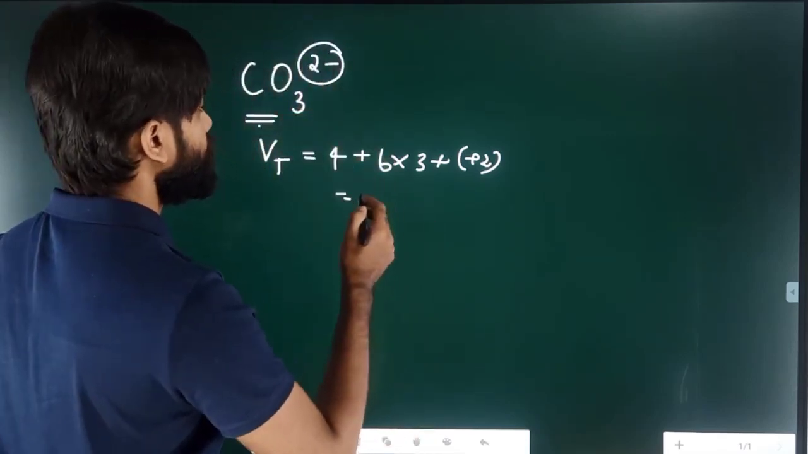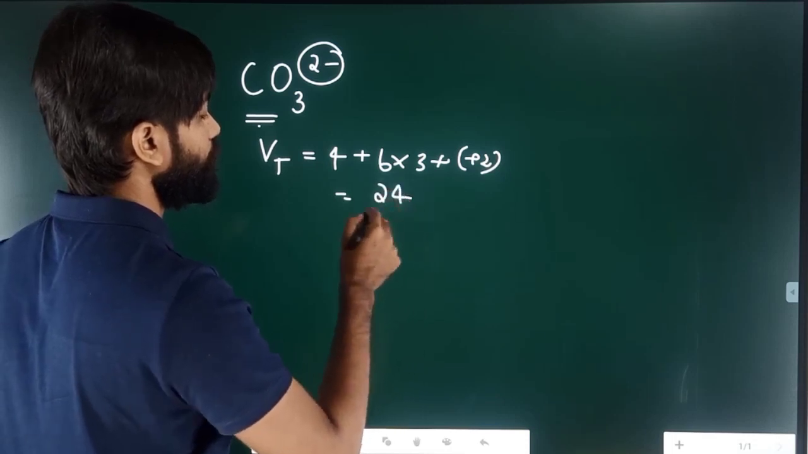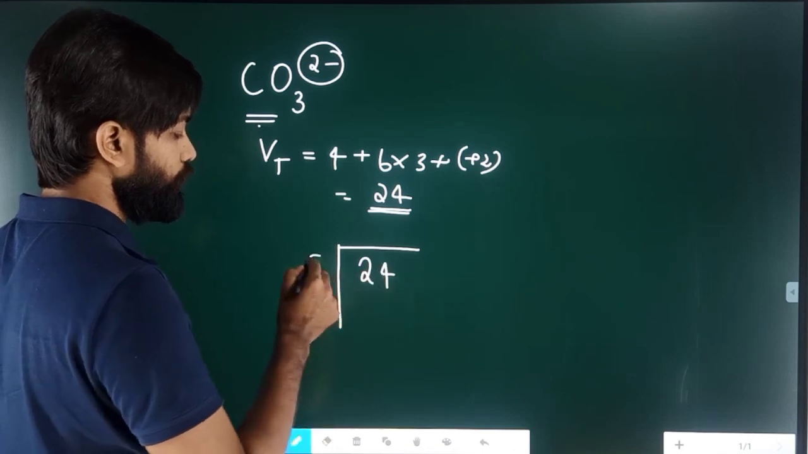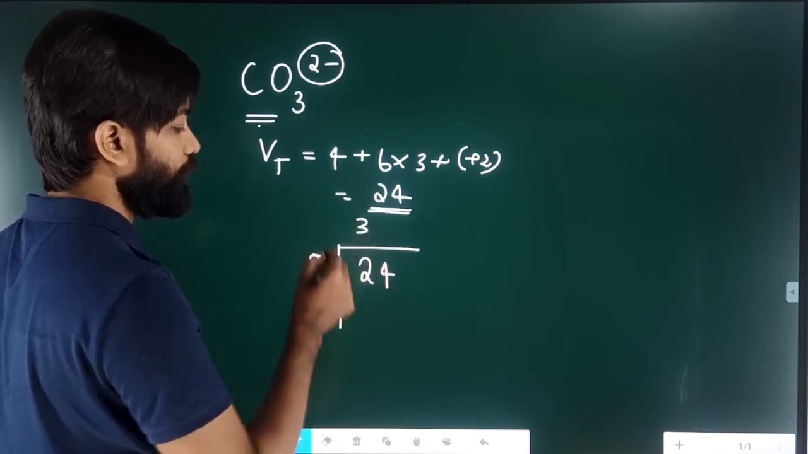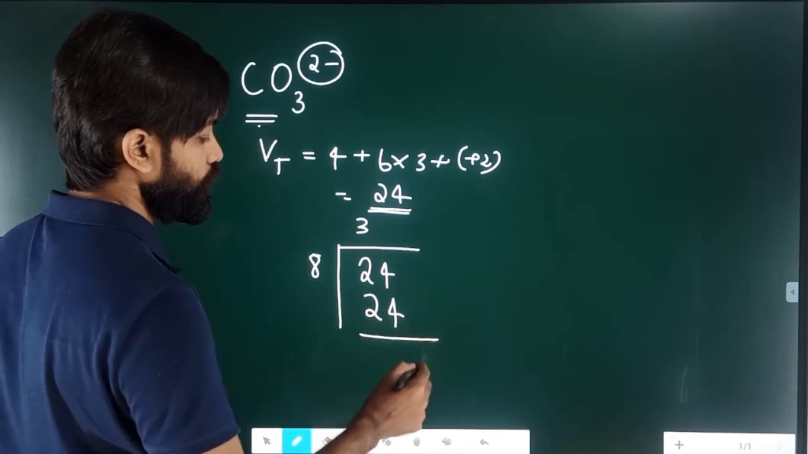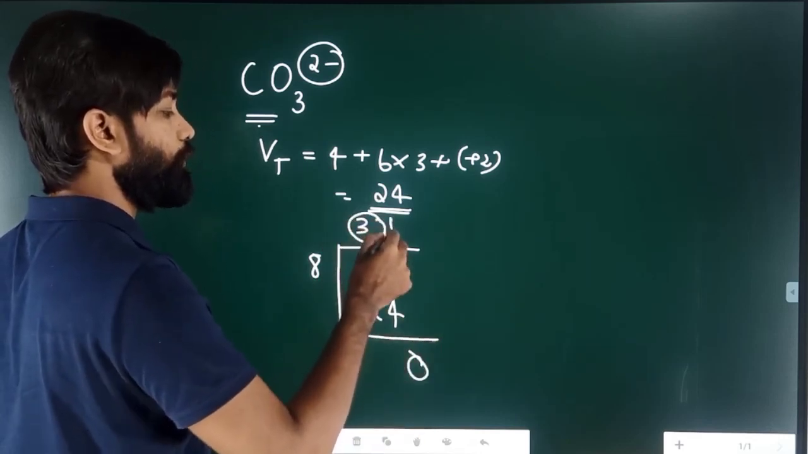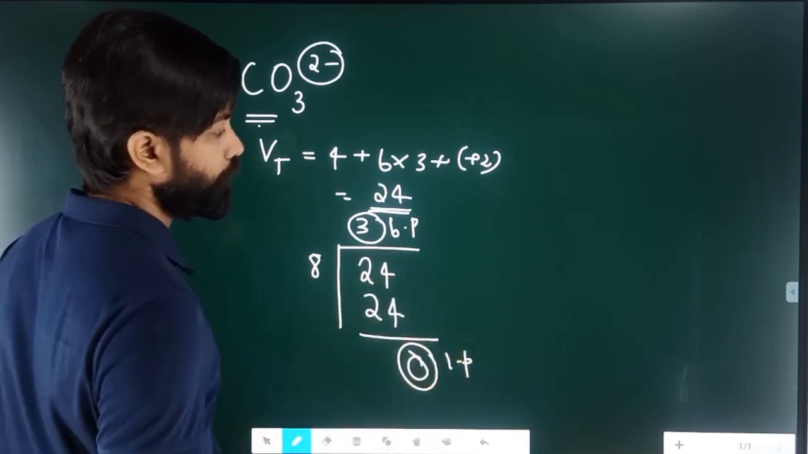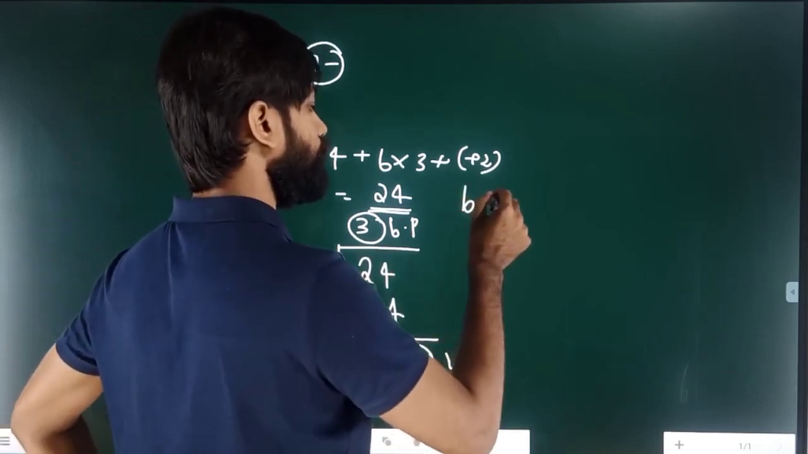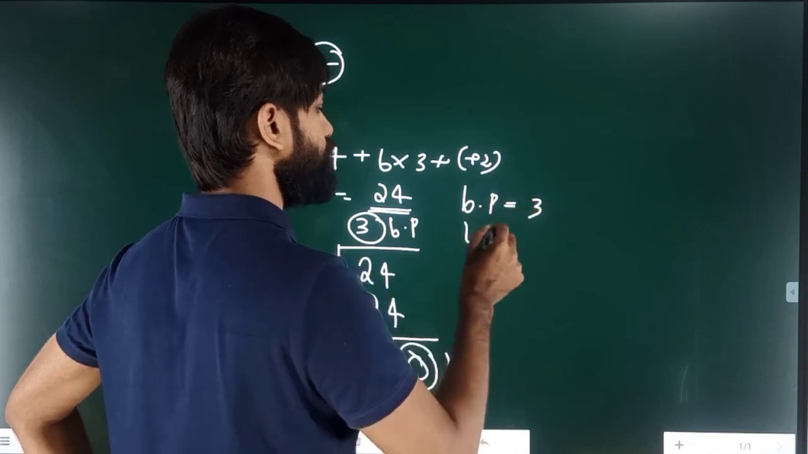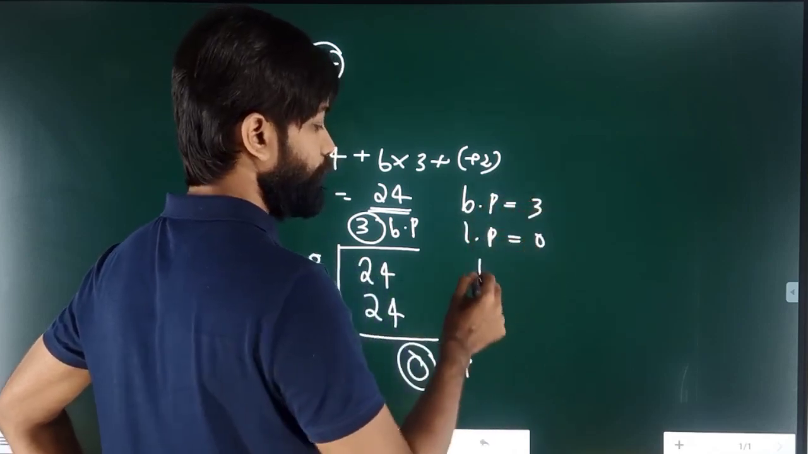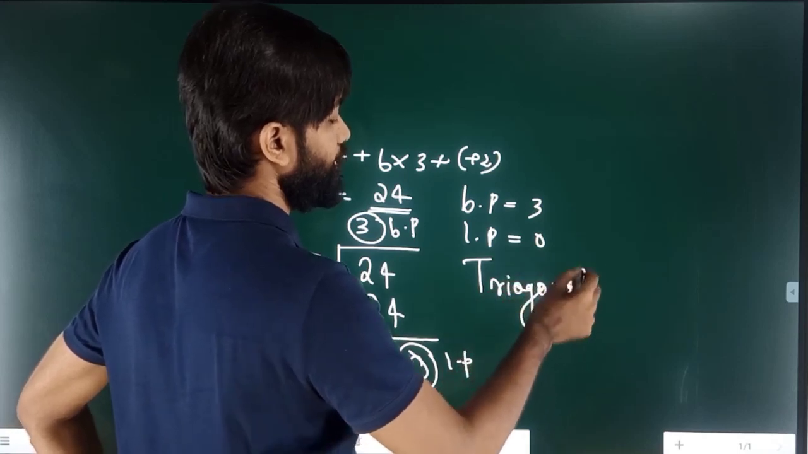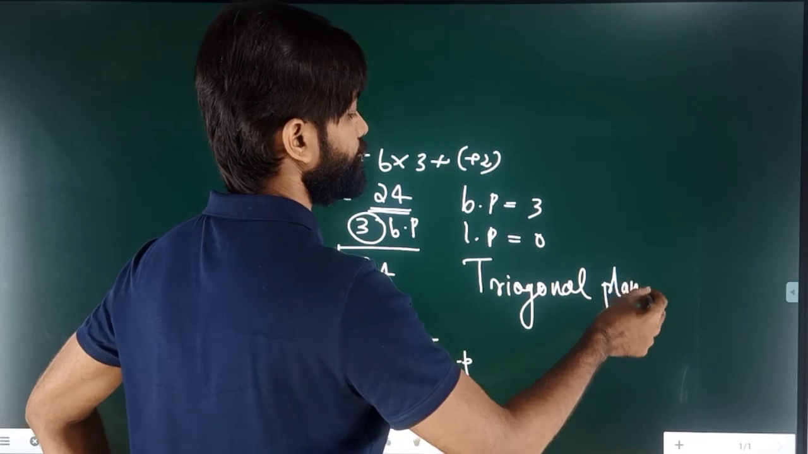So what is the total answer? The total answer is 24, I think. 24 divided by 8, that's perfect, so there is no remainder. If there is no remainder, there is no lone pair. So this is the category 3, 0. The perfect geometry is there because there is no lone pair. And for 3, 0, you have to know the perfect geometry, that is trigonal planar.